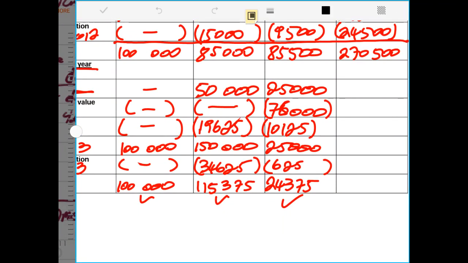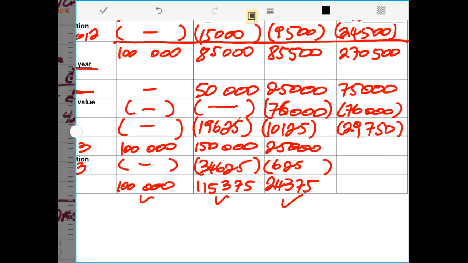Then we add 50,000 and 25,000 rands. That gave us 75,000 rands. That will be an amount of 76,000 rands. Negative, don't forget that. Then here we have to add the 19,625 plus 10,125. Then that will give us a total of negative 29,750 rands, because these amounts are all negative.